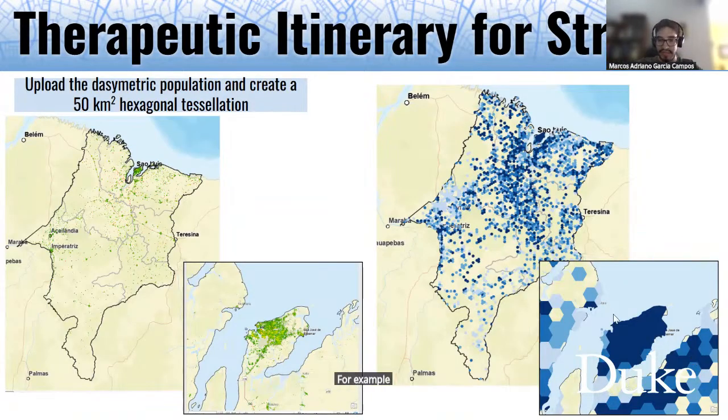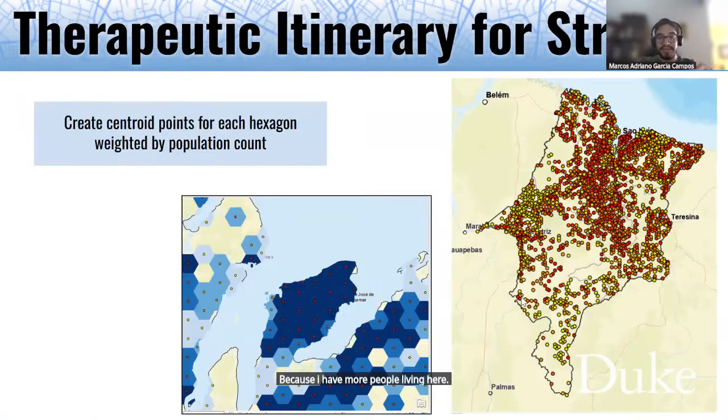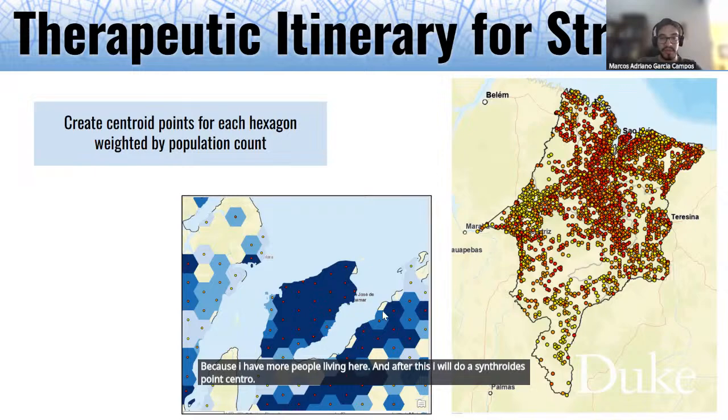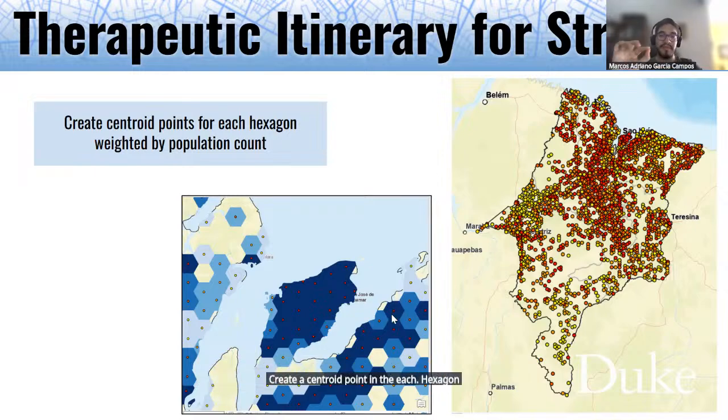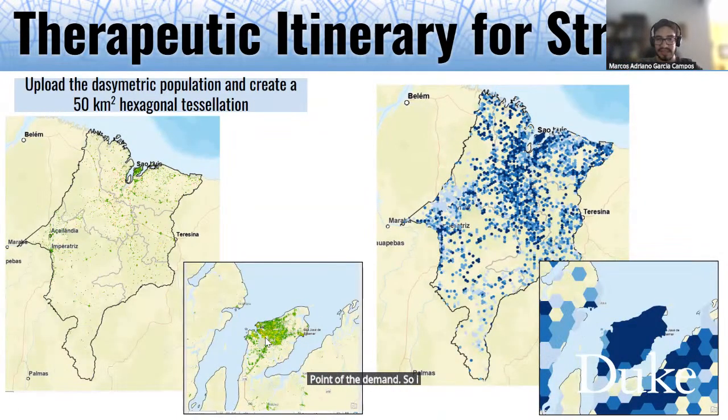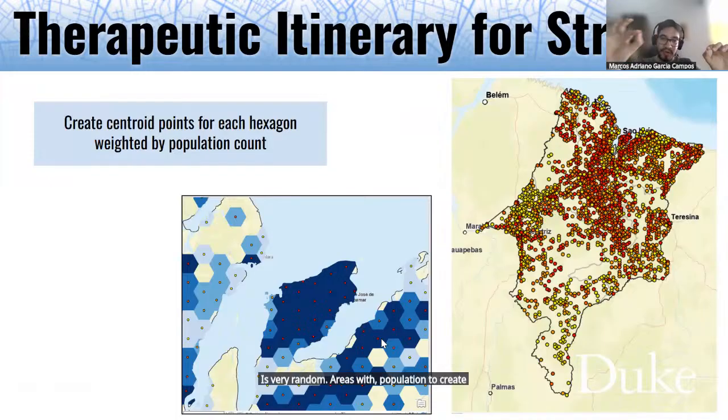For example, here on that inset figure, the stronger blue means I have more people living here. After this, I create a centroid point in each hexagon, and that will be my reference point of the demand. So I transform these very random areas with population into more localized points to use in my network analysis. And this is the final map of Maranhão using the demand points from that method.